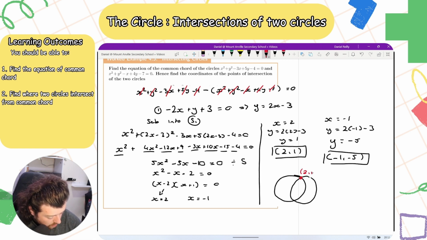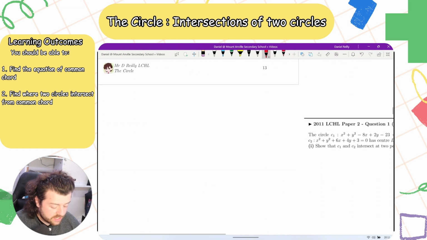This one's going to be 2, 1. And then this one is going to be minus 1, minus 5. And that is the point of intersection of a circle. So it's two circles. So let's look at some exam questions.